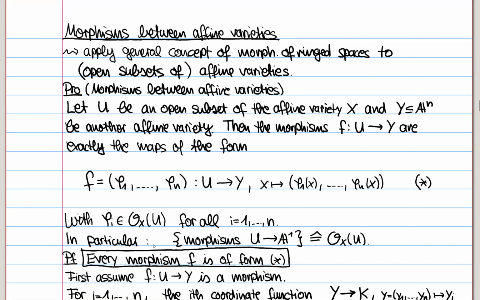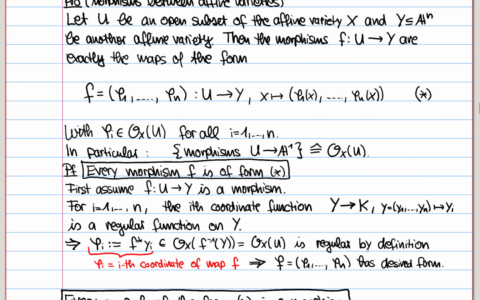In particular, when we take the target Y to be A^1, then any map is allowed, of course, and the only restriction is that any phi_i here works. And so this set here is just given by the regular functions on U, as we would hope. And the proof, we do it in several steps.